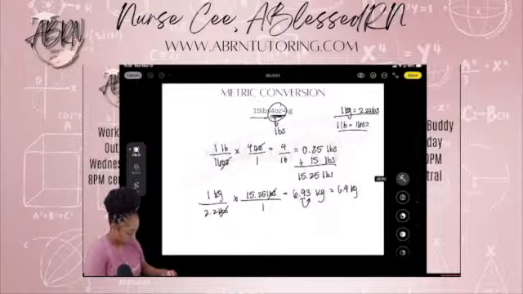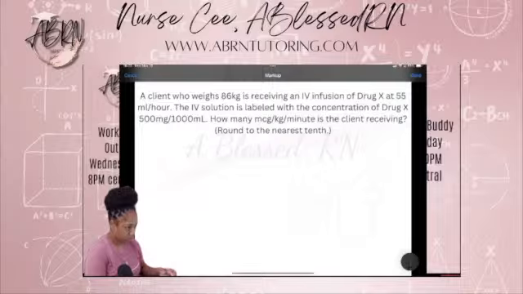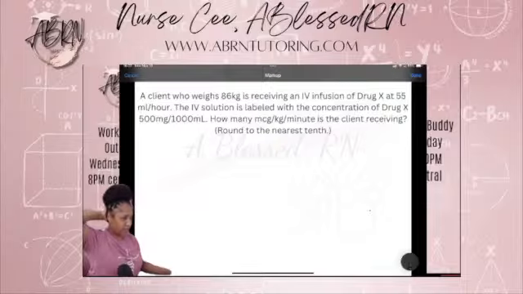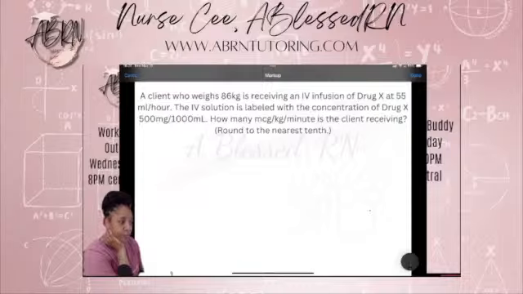All right. So this one. Client who weighs 86 kilograms is receiving an IV infusion of drug X at 55 milliliters per hour. The IV solution is labeled with the concentration of drug X, 500 milligrams per 1,000 mLs. How many micrograms per kilogram per minute is the client receiving?